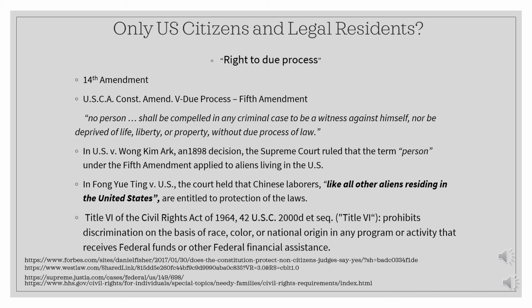Going one step further, Title VI of the Civil Rights Act of 1964 prohibits discrimination on the basis of race, color, or national origin in any program or activities that receive federal funds or other federal financial assistance. That national origin aspect of it protects individuals with limited English proficiency and requires the provision of language interpreters.